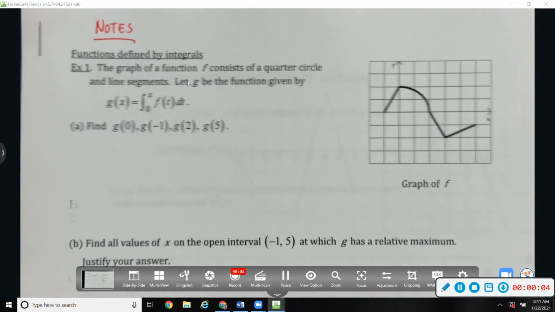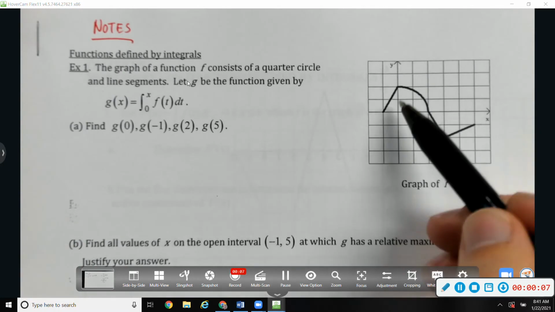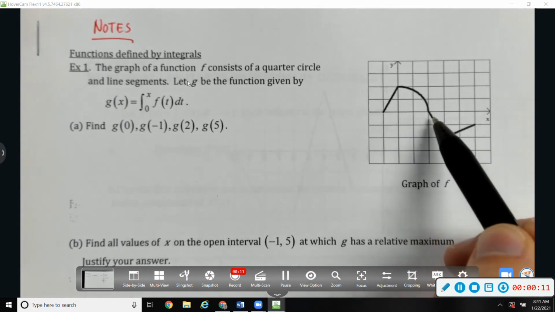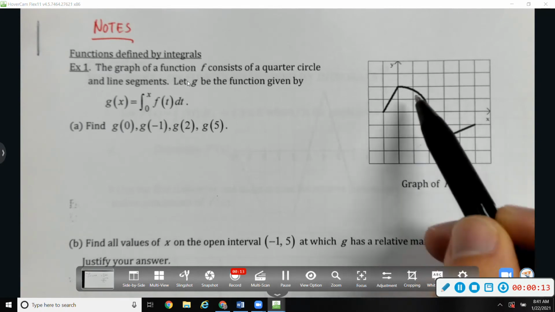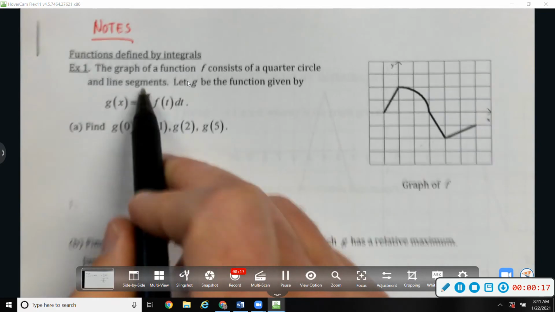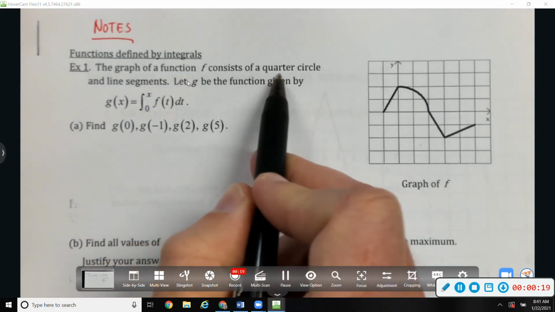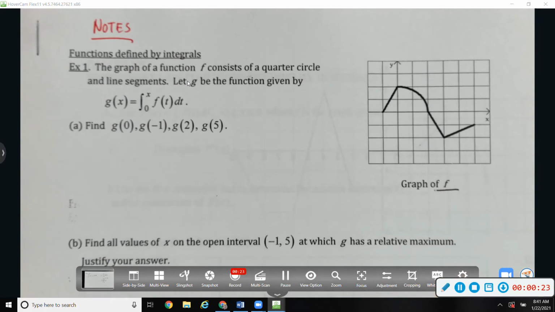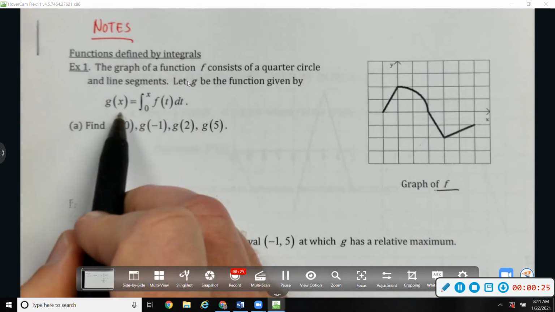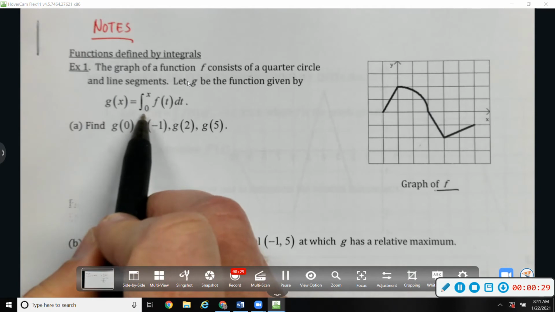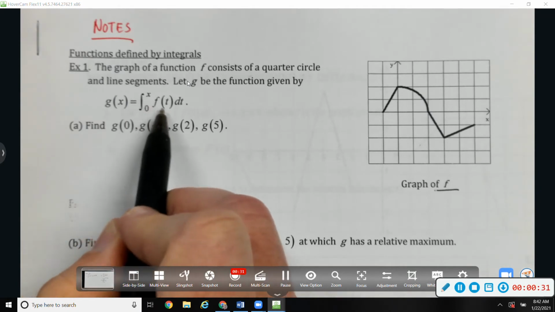What is that graph? That graph is a line, I guess a quarter circle. It's probably a quarter circle, so we can find the area, and then a couple more line segments. Oh, in fact, the graph of the function f consists of a quarter circle and line segments. So this is the graph of f. And g of x is the integral from 0 to x of the function.